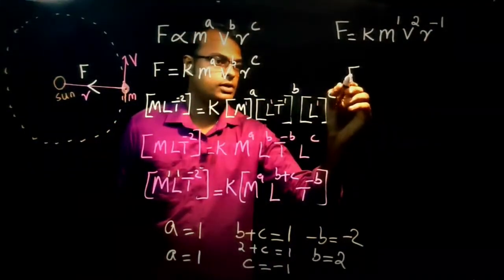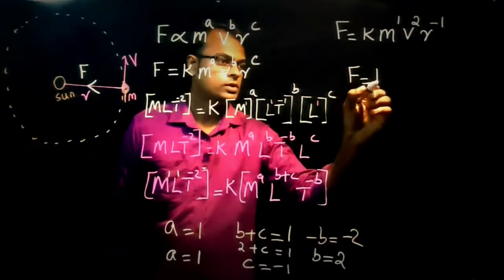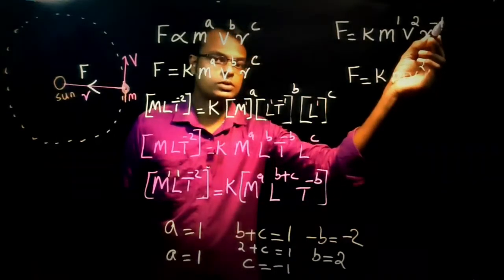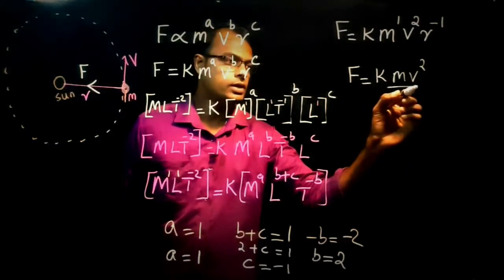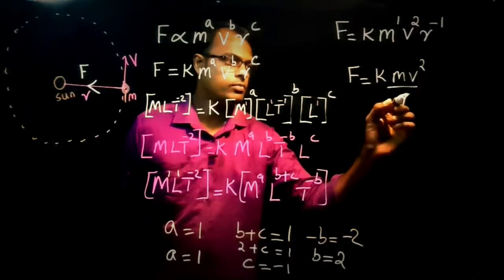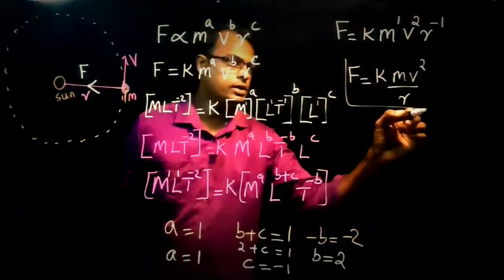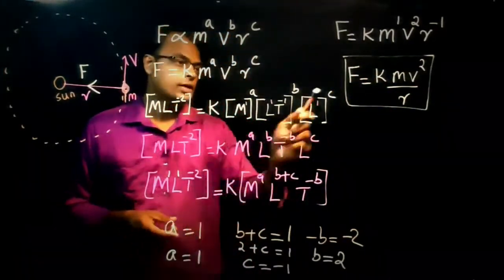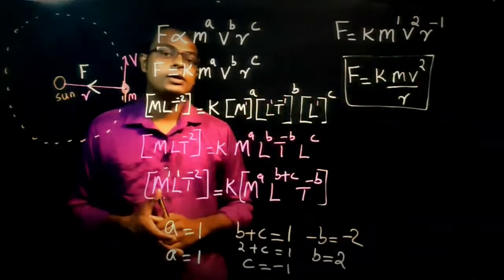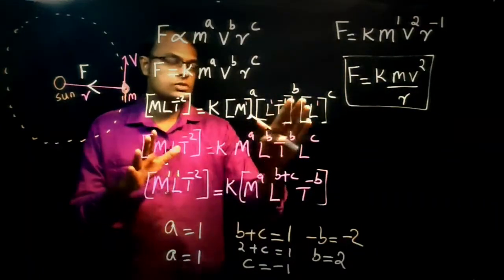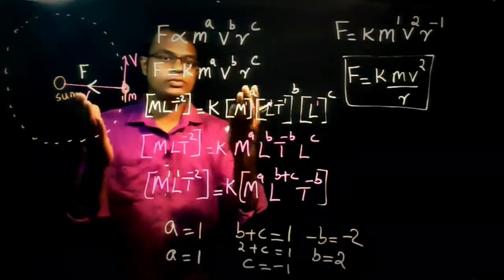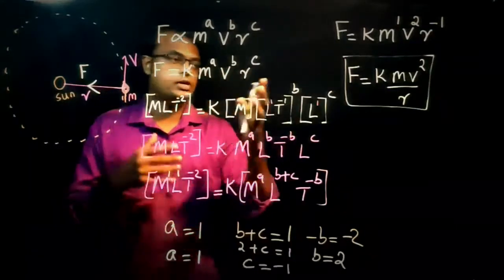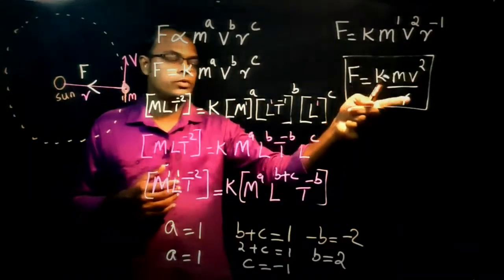So the equation can be written as F is equal to k into m v square r to the power minus 1. If you take it to the denominator, you can write m v square divided by r. So the relation we have derived is the centripetal force F is equal to k into m v square divided by r. This is the way to derive the relationship between physical quantities such as force, mass, velocity, radius.